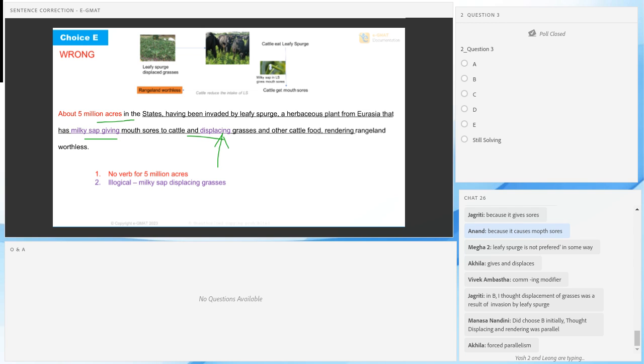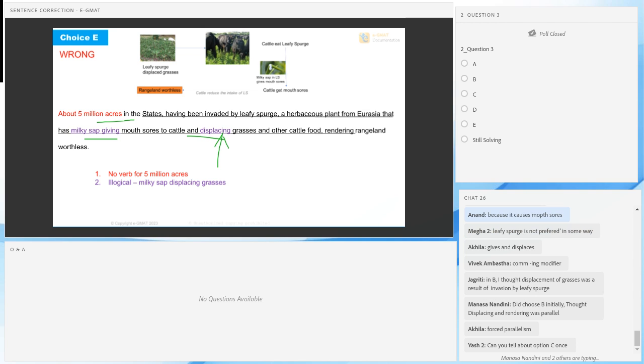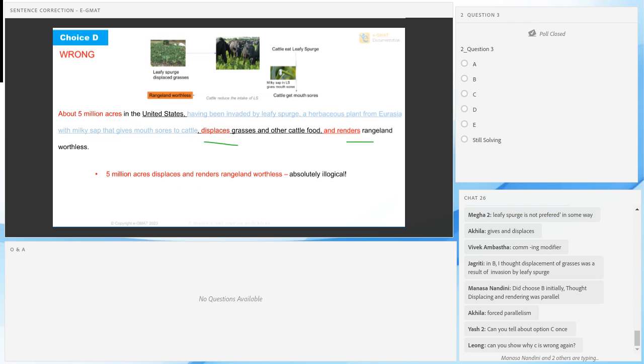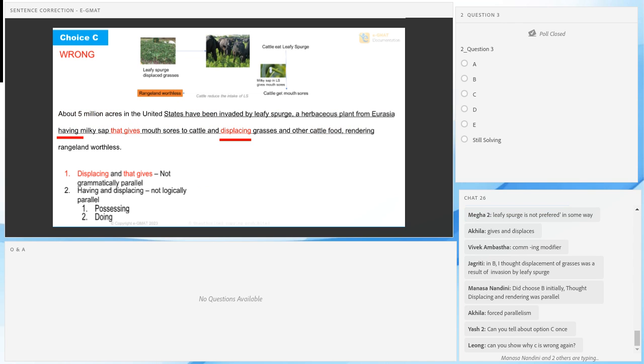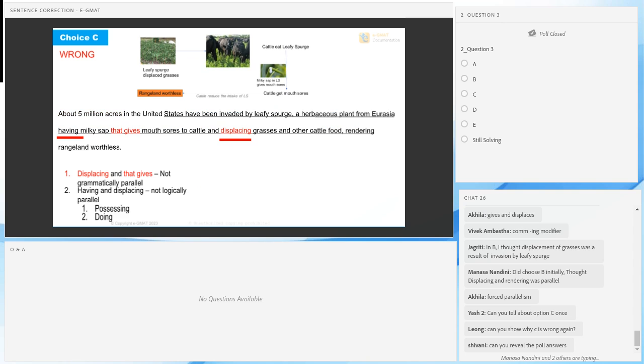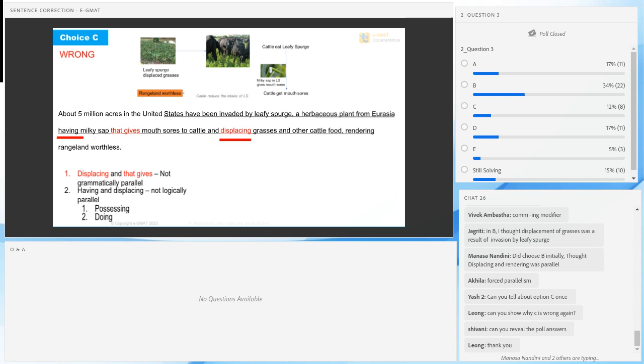I definitely want you guys to look at each and every answer choice here. So solve this question once more when you are pretty fresh, and then you look at these over here. Oh, poll answers, yes. So choice B is the correct answer, which is marked by a third of the class.